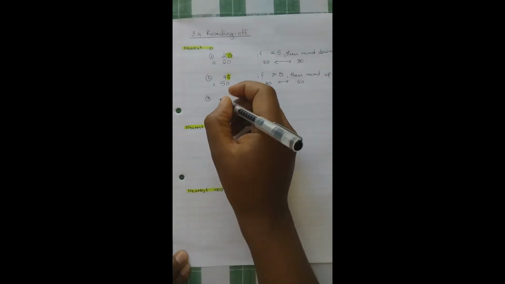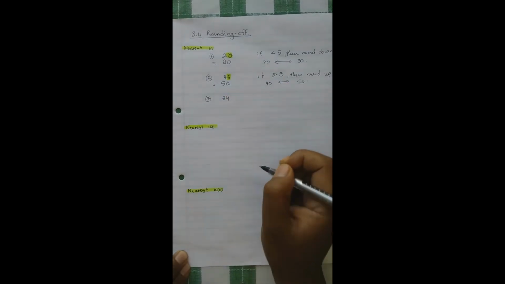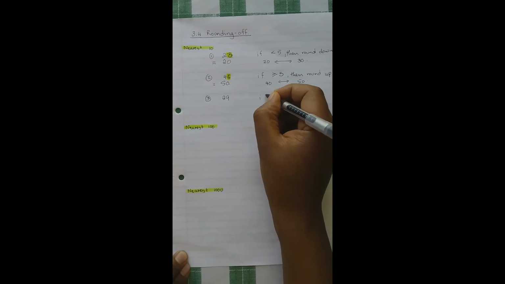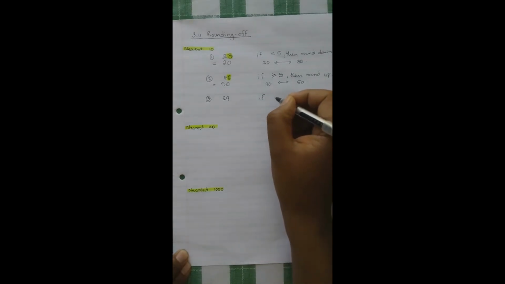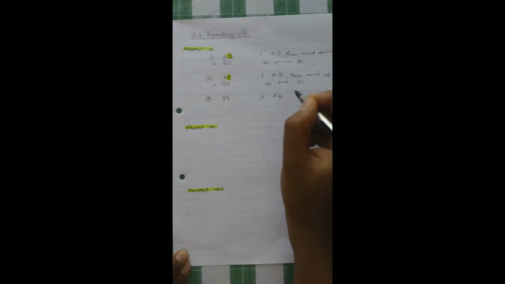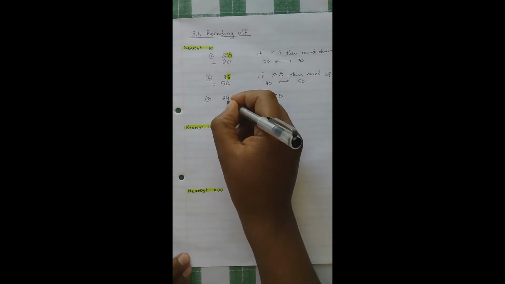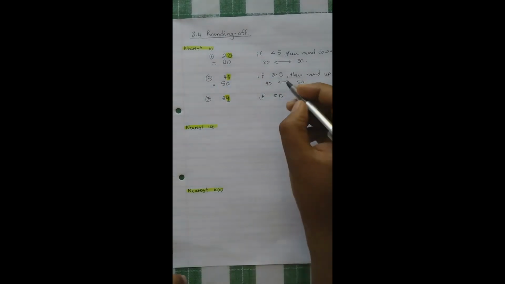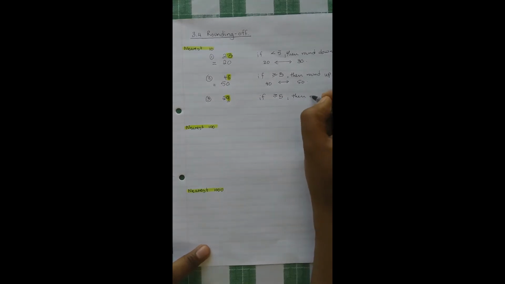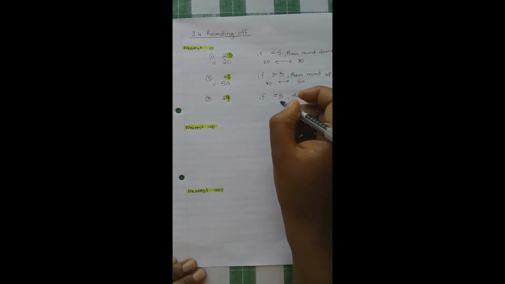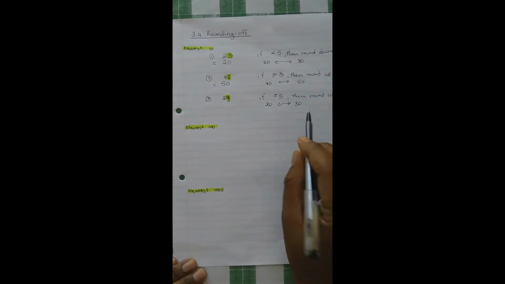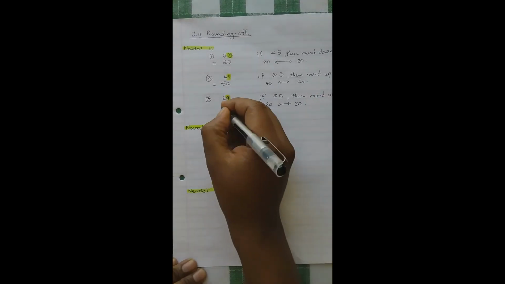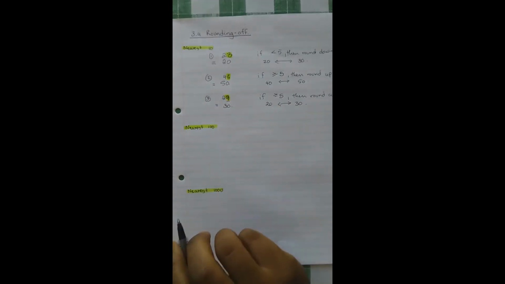Another example, round off 29 to the nearest 10. Again, if we use our rule, if the unit is greater or equals to 5, as in this case, we've got the 9 there, which is greater than 5, then we are going to round up. So we know that 29 is between 20 and 30. So if we round up, the next 10 will be 30.